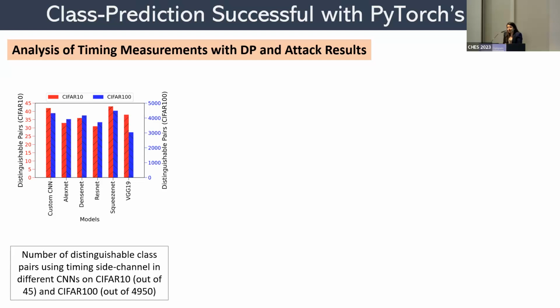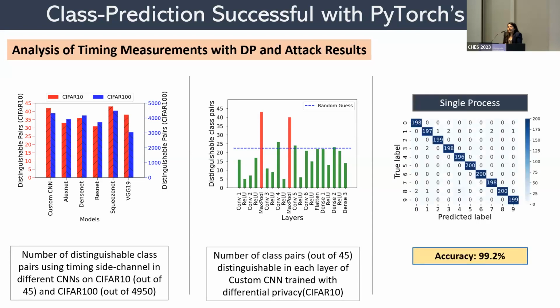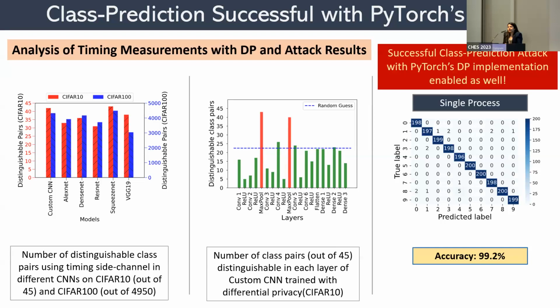And again, we check the cause of the leakage and it's still the max pool layer. And the attack which we showed earlier is still working on this as well. So basically, we can see a successful class prediction attack with the PyTorch DP implementation enabled as well. But till now, we have not been able to break any differential privacy guarantee with this, but we would like to see if this can be broken.